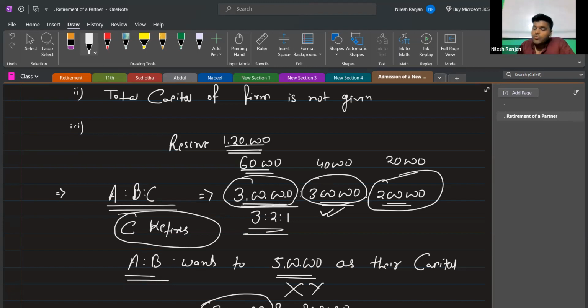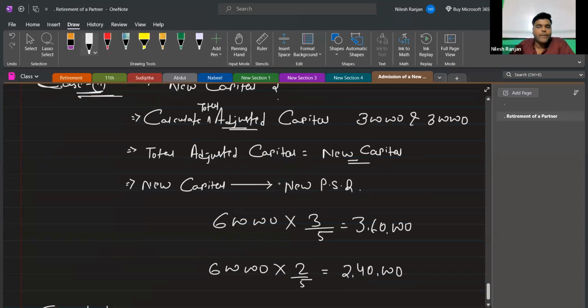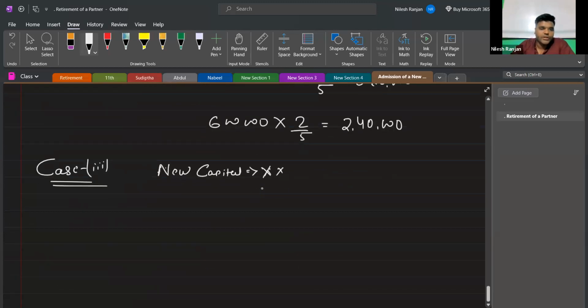So you have to adjust all the items and then take the balance of the remaining partners. That will be your adjusted capital, and that will be your new capital if it is not given in the question. So if new capital is not given, we will generally take the remaining partners' adjusted capital as the new capital.